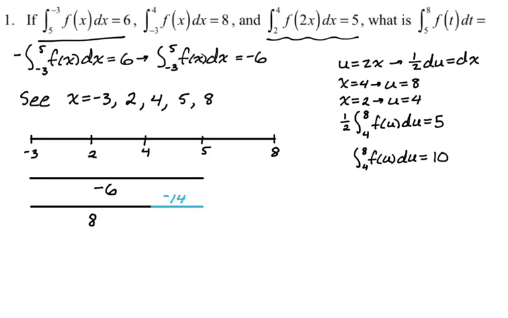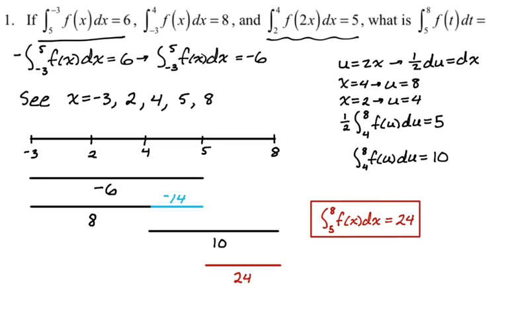So I'm going to add that in. This here is 10. The thing that I'm looking for is 5 to 8. If I go from 4 to 8 and I subtract 4 to 5, that should give me 5 to 8. So 5 to 8 is going to be 10 minus negative 14, which is 24. So the answer to this question is going to be 24. All right, so not a terrible question. It had a couple of little tricky things to do, but I think we got it. Let's move on to the next one.